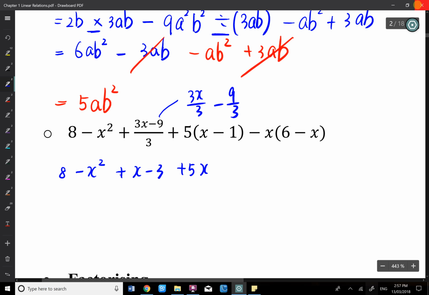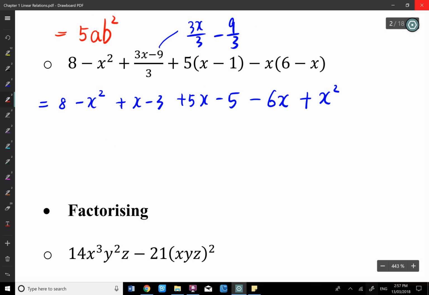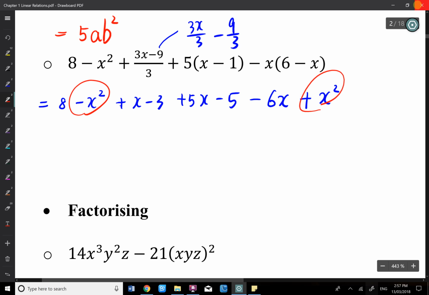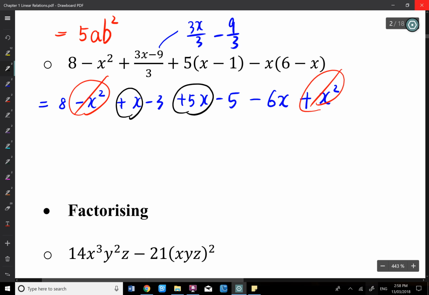Plus 5x minus 5 minus 6x and what x squared? Plus x squared. Okay, plus x squared. And you can see here, x squared and x squared, they get cancelled. Positive x, positive 5x, and negative 6x, they get cancelled. And 8 minus 3 minus 5, that gives you a 0. So that's just a 0.